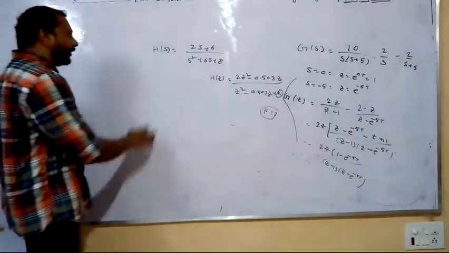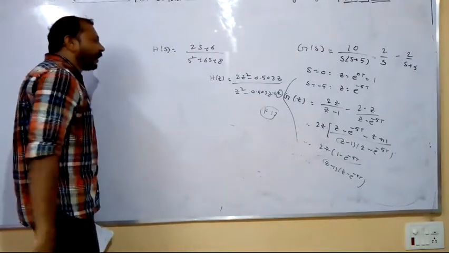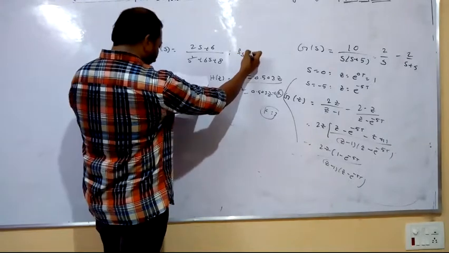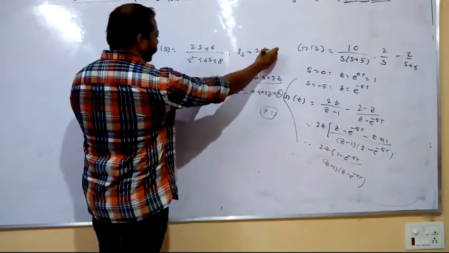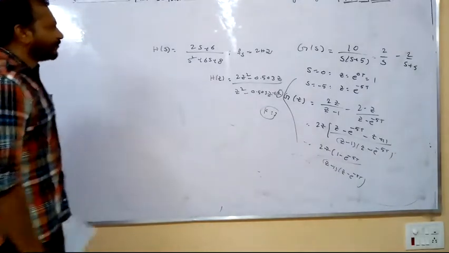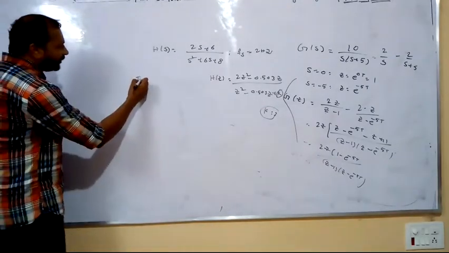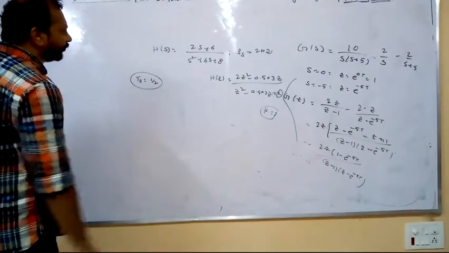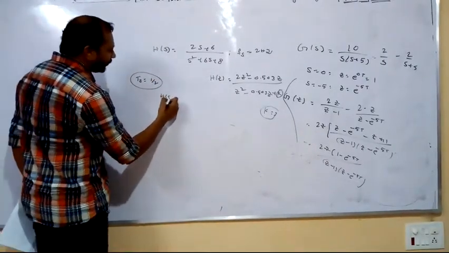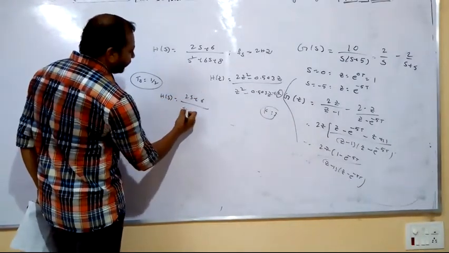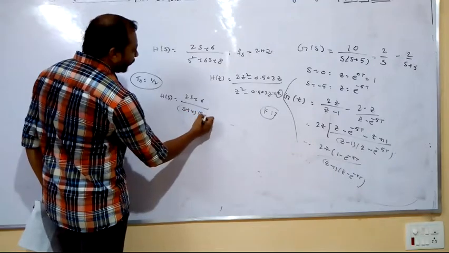With the continuous filter H of s, convert into the discrete filter with the corresponding sampling frequency fs equal to 2 Hz. From this you can write Ts is equal to 1 by 2. Procedure everything is same only. First we have to convert this into the partial fraction. The partial fraction expression is 2s plus 6 upon s square plus 6s plus 8, which is nothing but s plus 4 into s plus 2.